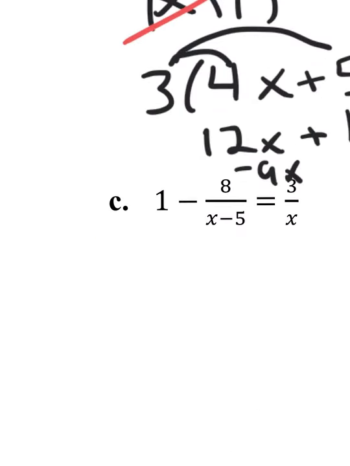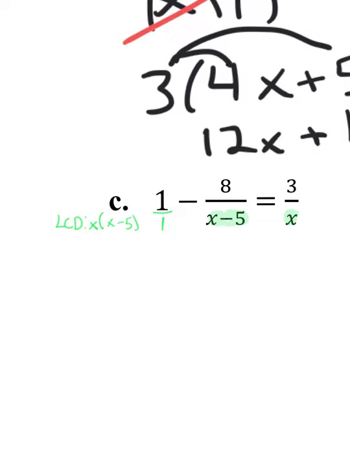Example C here. I'm going to just delete this little part here. Example C, 1 minus 8 over x minus 5 equals 3 over x. Let's find that least common denominator. I've got an x in the denominator. I've got an x minus 5 in the denominator. So that would be my least common denominator. Even though I have a 1 here, that's basically like 1 over 1. So I can treat it just like that.